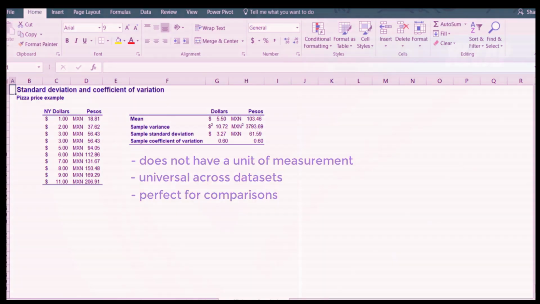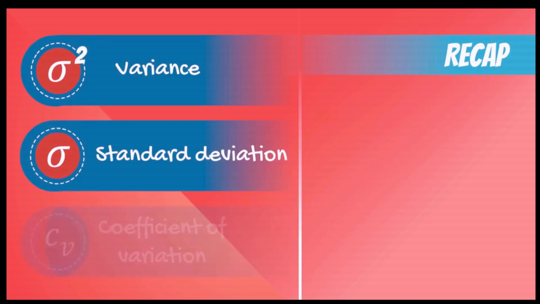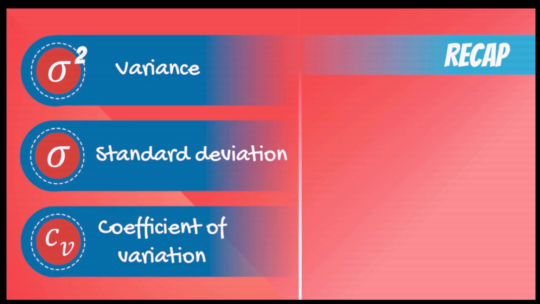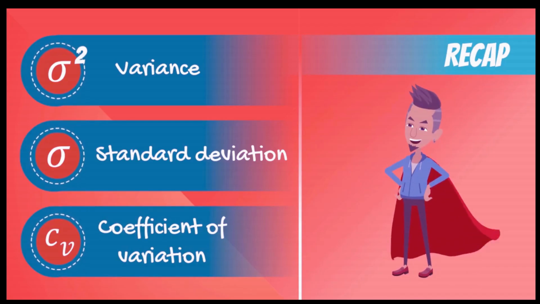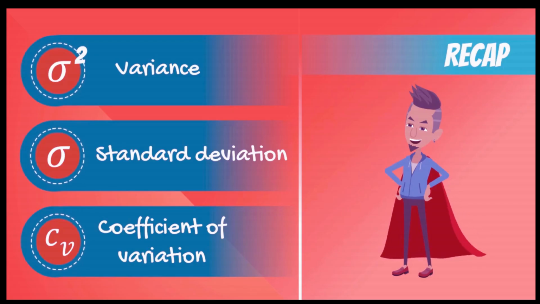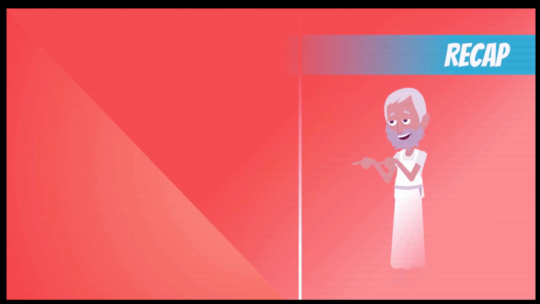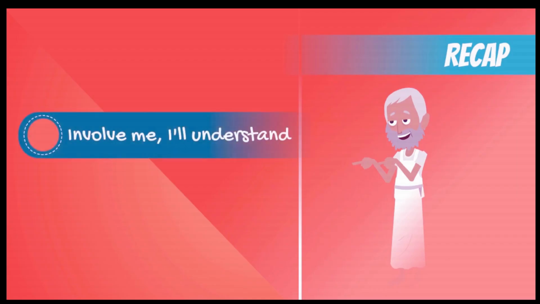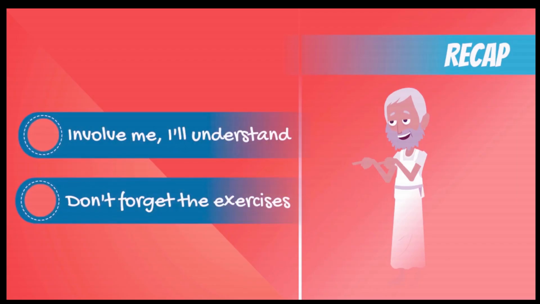Let's recap what we have learned so far. There are three main measures of variability: variance, standard deviation, and coefficient of variation. Each of them has different strengths and applications. You should feel confident using all of them as we are getting closer to more complex statistical topics. And remember Aristotle's advice: involve me, I'll understand. So, please don't forget to get involved with the exercises.